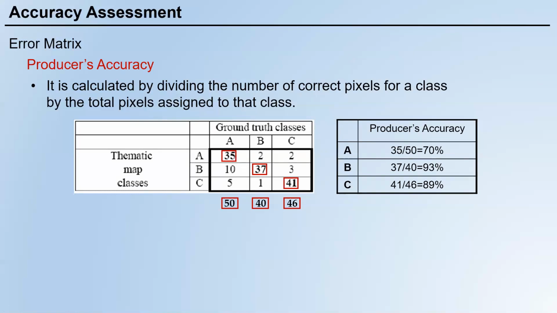Okay, that's all I want to introduce in this lecture, right? We went through the concepts needed for classification, and we discussed different types of classification methods: supervised, unsupervised, object-based. And then the third part of this lecture was about accuracy assessment. It's something you always want to do after finishing a classification.